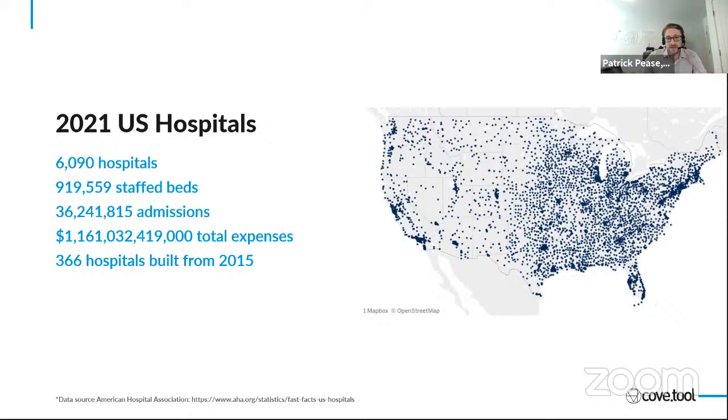Another interesting fact is that between 2015 and 2021, just a 6-year time span, we've built 36 new hospitals. So hospitals are being built around the States very quickly to meet the needs of patients and everyone.